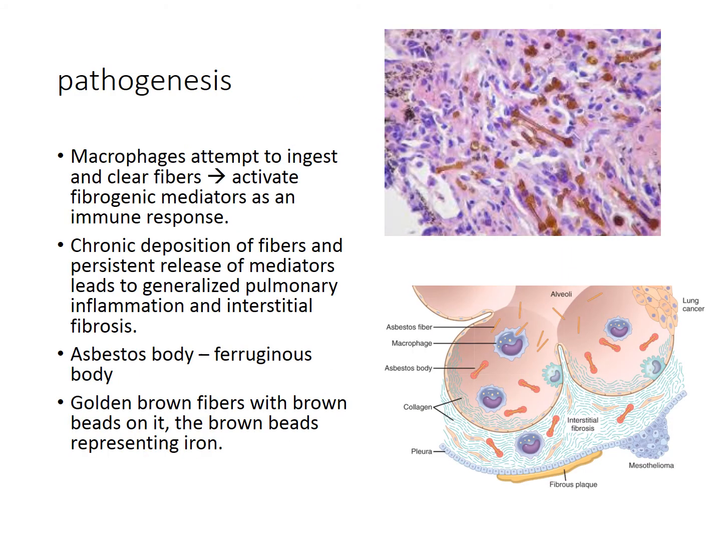Asbestos fibers coated with iron are called ferruginous bodies. They appear as golden brown fibers with brown beads on them, the brown beads representing iron. Macrophages attempt to ingest and clear fibers, and this activates fibrogenic mediators as an immune response. Chronic deposition of fibers and persistent release of mediators leads to generalized pulmonary inflammation and interstitial fibrosis.